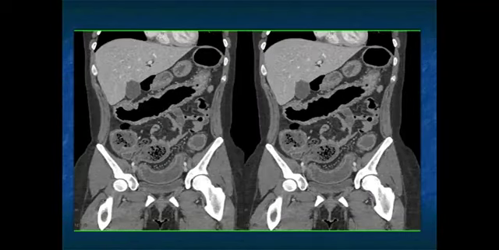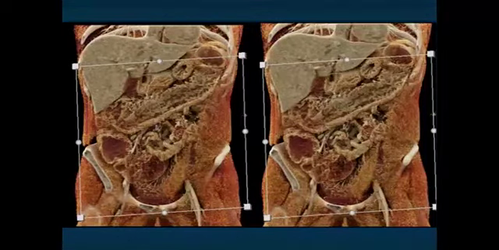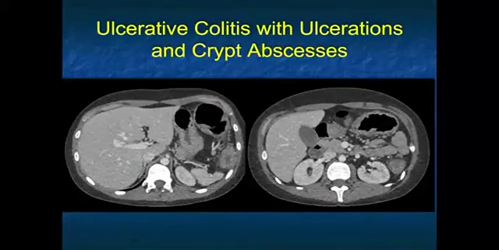And you see it's really extensive thickening of the colon, particularly transverse colon, but it's really a pancolitis. And if you look at it a little bit closer, look at the ulcerations, particularly well seen in the transverse colon, dilated distal small bowel, a feces sign, and really impressive ulcerations in the transverse colon on the cinematic rendering. And this ends up being ulcerative colitis with ulcerations and crypt abscesses. Just a really nice example.